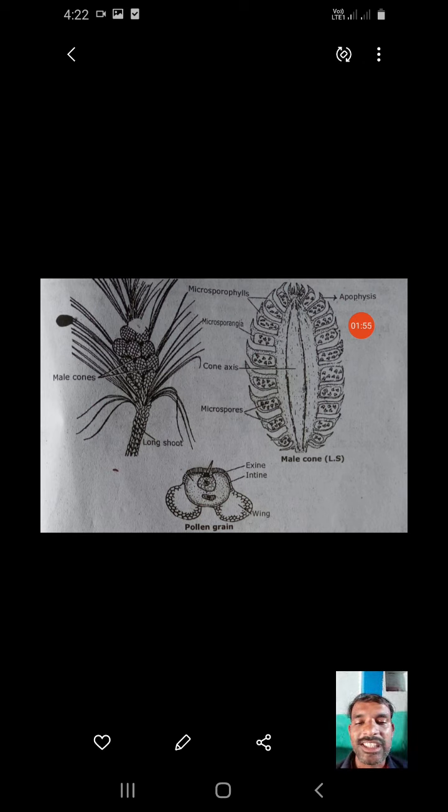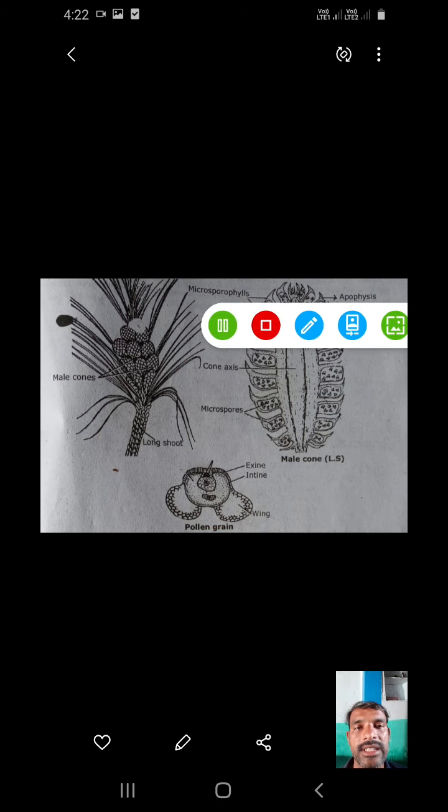Why? Because in gymnosperms the plant body is sporophytic. Whatever the gymnosperm, like Pinus, Gnetum and cycads, the plant body is diploid in nature. It is also called the sporophytic plant body, which produces only spores. Mainly two types of spores are produced: microspores and megaspores. Microspores belong to the male sex organ, and megaspores belong to the female sex organ.